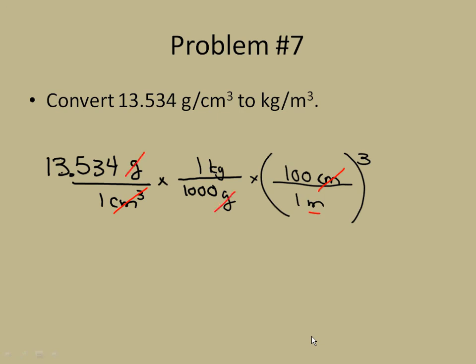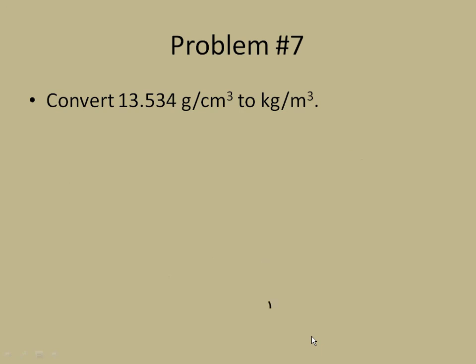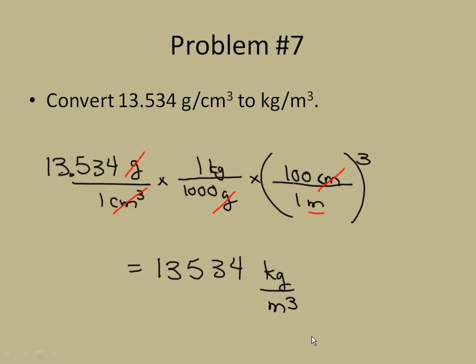Do your math. Check it. Do you get 13,534 kilograms per meter cubed? And you can put that in scientific notation if you want it. All right, that's it for conversions. We'll do this practice all this week.